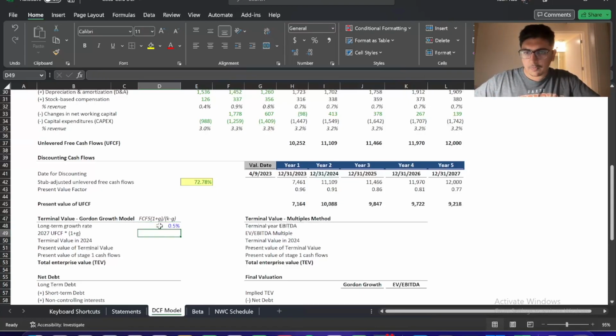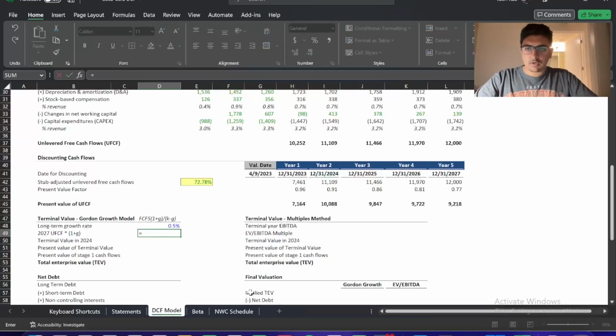Okay, so this is just our estimate. Again, this is just an estimate. Now, what we do is we take our 2027 unlevered free cash flow over here, 12 billion, and we multiply it by 1 plus this growth rate. So let's go over here, multiplied by 1 plus the growth rate. Okay, so it's 12 billion and some change.